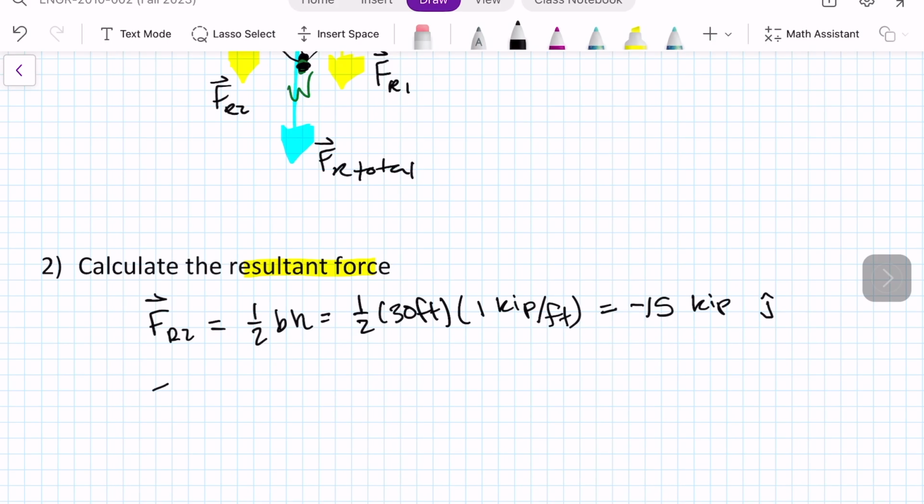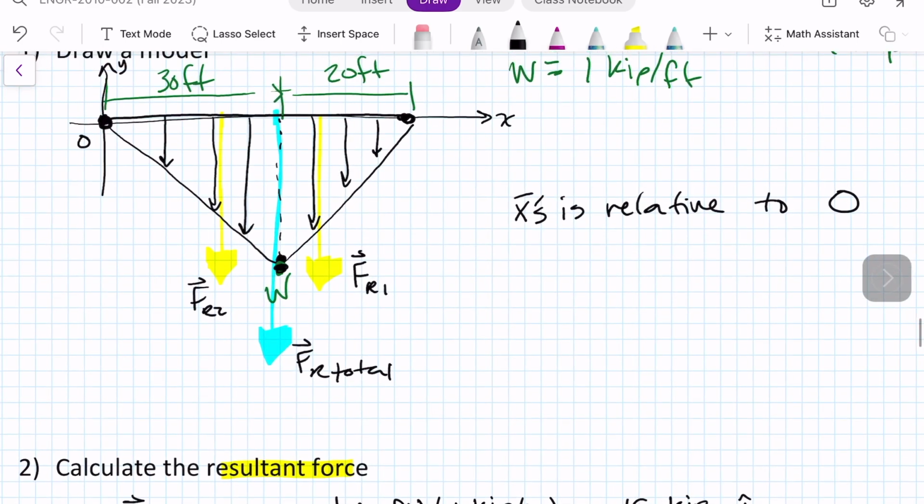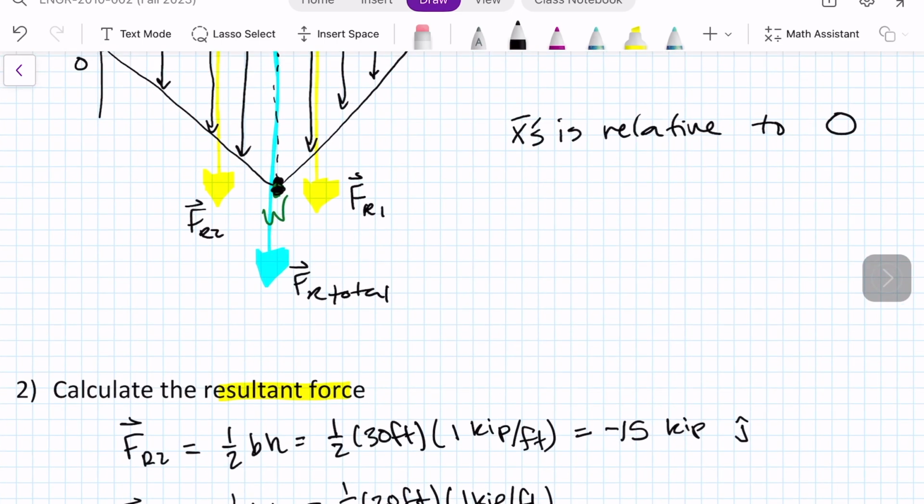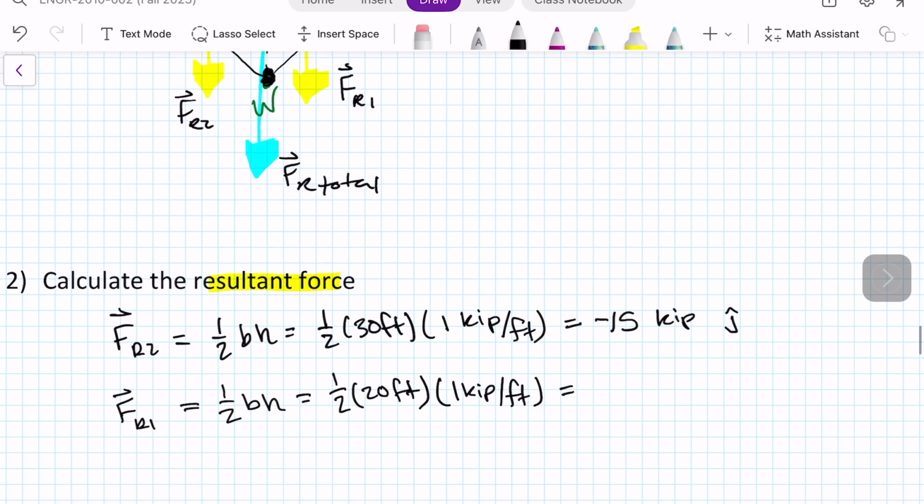The next one we do is the one for the right side. So that's R1, the resultant force for the right triangle. Again, it's the same equation, the area of that triangle, 1/2 base times height. For this one, our base, instead of it being 30, is 20. So we got 20 feet multiplied by 1 kip per foot, because the intensity is the same since both these triangles meet at the same point here. That will give us 10 kips, and if this is a vector, it's also negative and in the J direction.